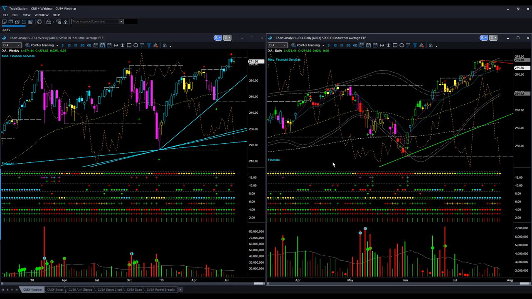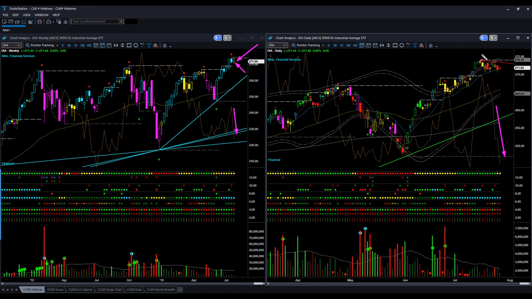Dow Jones Industrial Average ETF, DIA. This is weaker than SPY and QQQ. You can see that from the relative performance line tilting down. The weekly backdrop candle color is yellow, neutral, and the candle shape is indecisive, a Doji shape candle. This could not make a new all-time high.